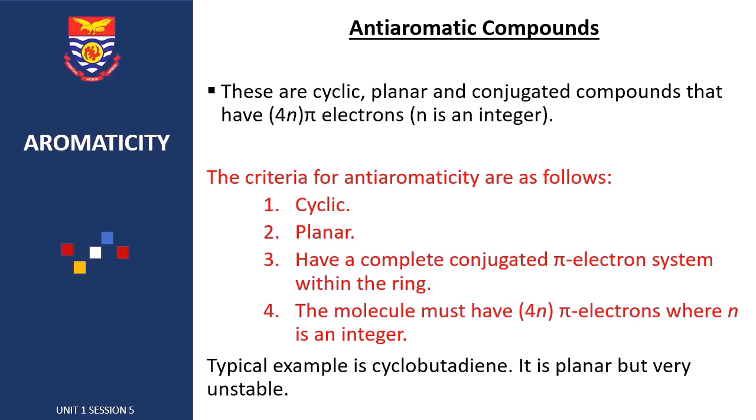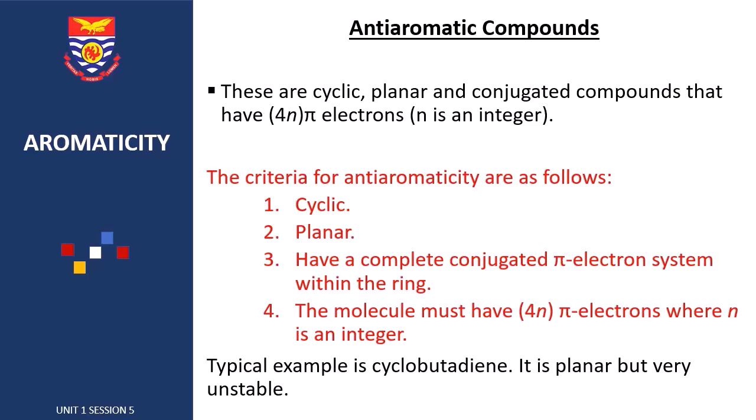For a compound to be regarded as anti-aromatic, it means it's cyclic, just as aromatics. It's planar, just like aromatics, and of course it has a conjugated pi electron system as well. However, if it fails to obey Hückel's rule of 4n plus 2 pi electrons, and rather obeys the 4n pi electron system, then that compound is regarded as anti-aromatic. So although the compound will be cyclic, planar, and conjugated, if it fails Hückel's rule of 4n plus 2 but obeys the 4n pi electron system, we call it an anti-aromatic compound.